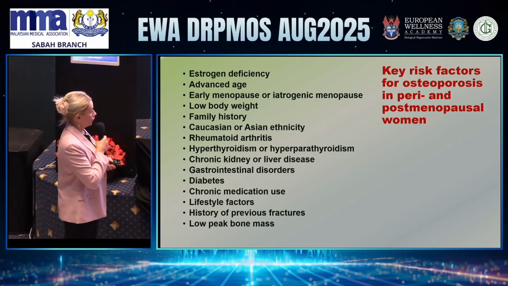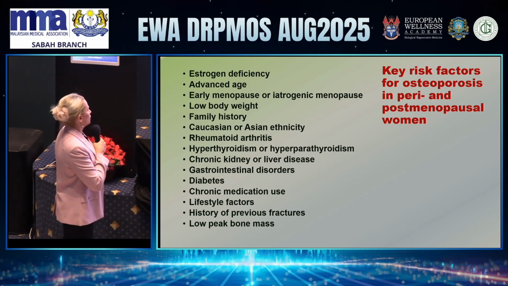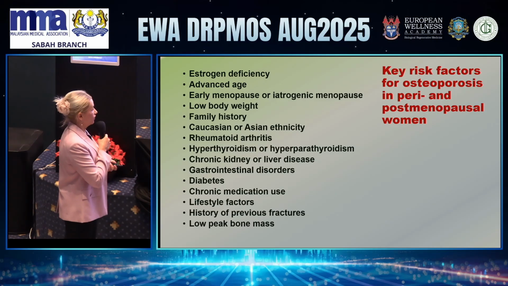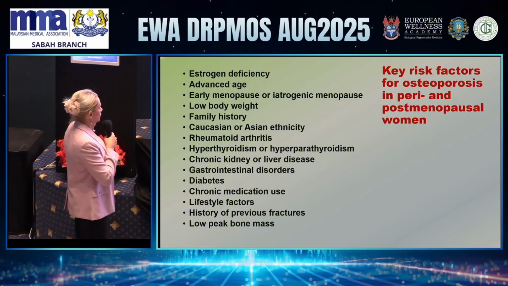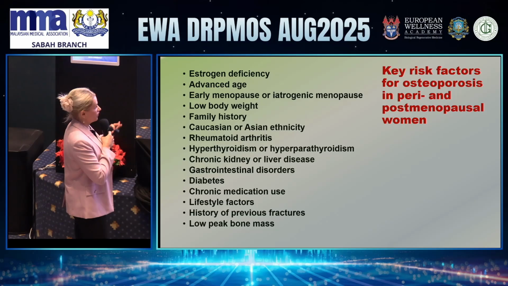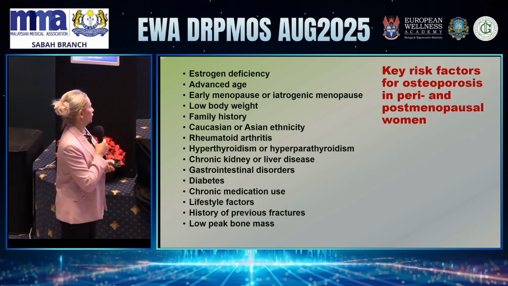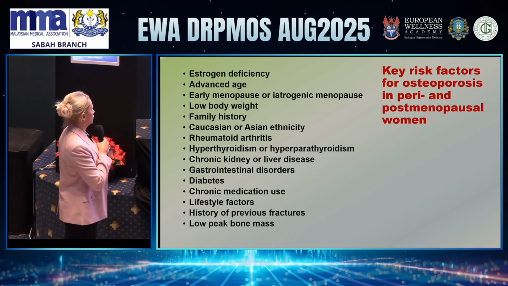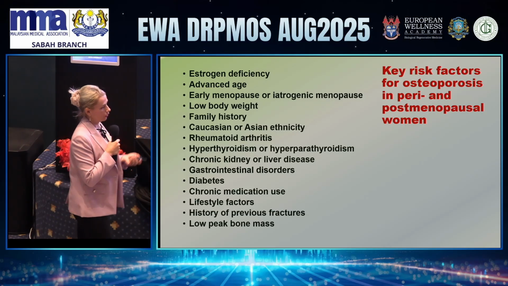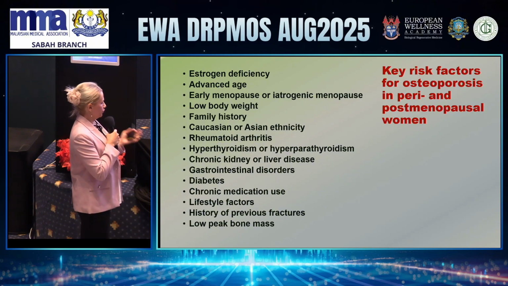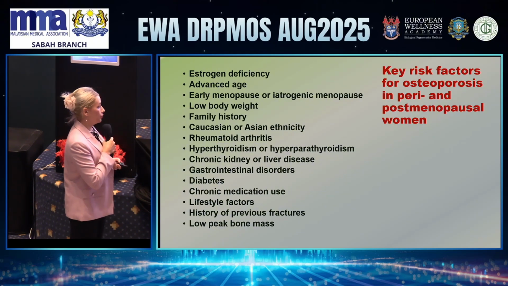Rheumatoid arthritis, Caucasian or Asian ethnicity, hyperthyroidism, hyperparathyroidism, chronic kidney and liver disease, gastrointestinal disorders, diabetes, especially diabetes type 1, medication use: glucocorticoids, anticonvulsants, proton pump inhibitors, selective serotonin reuptake inhibitors. So there is a range of medications that can promote osteoporosis. History of previous fractures, lifestyle factors, less physical activity, and inadequate or low intake of calcium and vitamin D3, poor diet, malnutrition, let's say, and low peak bone mass.